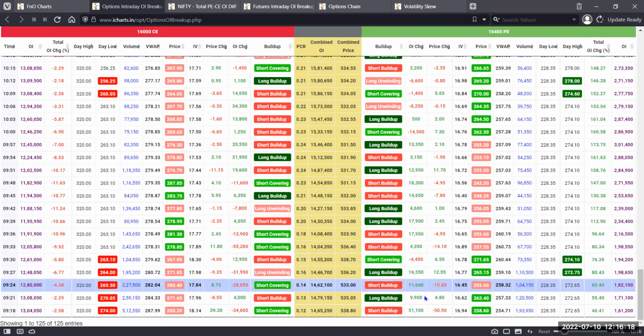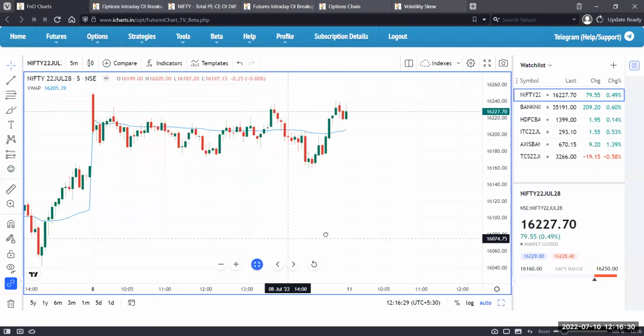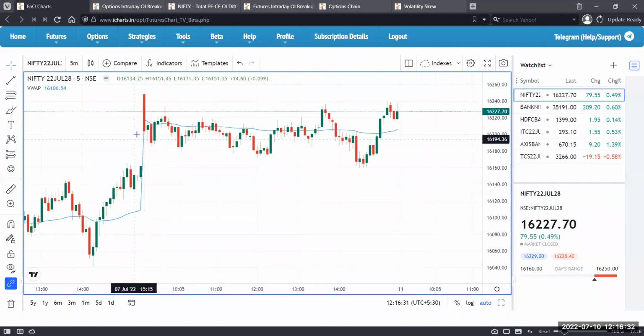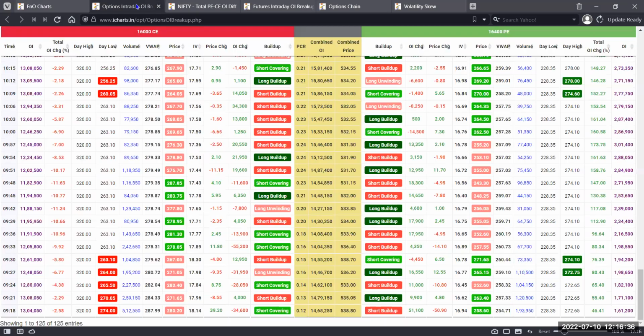Now here, straight away, the first slot itself is indicating that there is buildup on this side, unwinding on this side. So here it is bullish. So this was for the initial. It just gives you initially that it is bullish. Whether this goes sideways or not, we'll see.